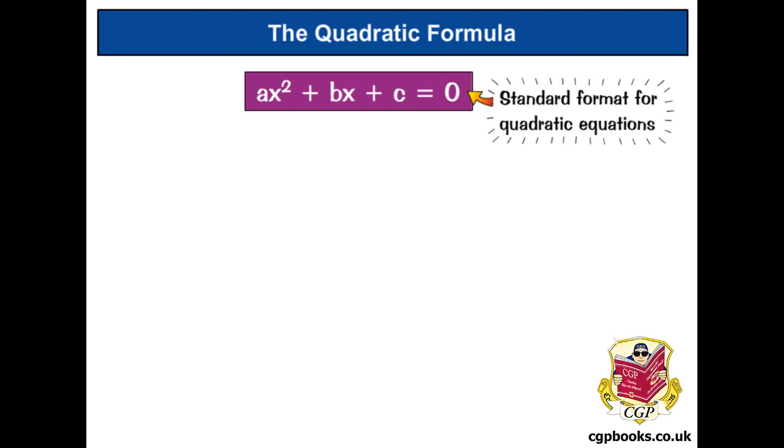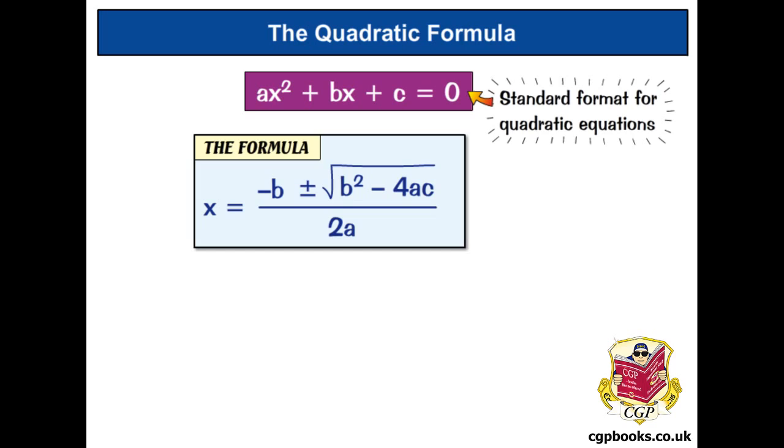And here is the lovely formula. x equals minus b plus or minus the square root of b squared minus 4ac, all over 2a. Beautiful. And here's an example.